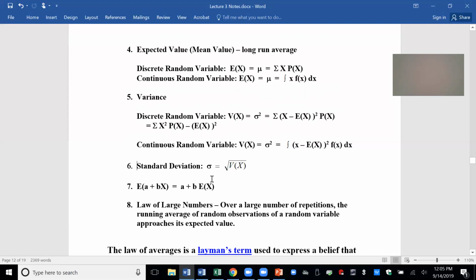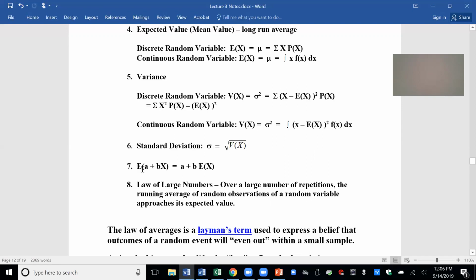The variance has an alter ego called the standard deviation. And obviously, if one's sigma squared and one's sigma, they're related because one's the square root of the other. The standard deviation is the square root of the variance. If the standard deviation is 5, the variance is 25. If the variance is 25, the standard deviation is 5. Why do they have two measures of the same thing? Don't know.